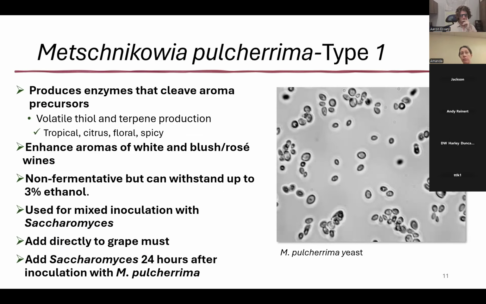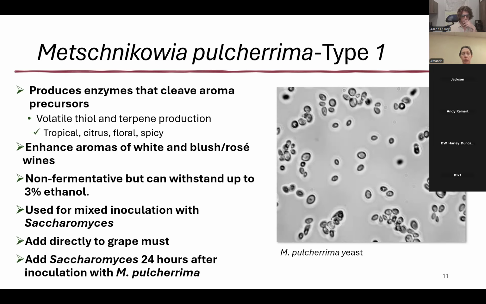And then Metschnikowia pulcherrima is another popular non-Saccharomyces yeast on the market. There are two types that winemakers have a choice to look at and use. The first type is more focused on creating really interesting thiols and terpenes during fermentation. This particular strain of Metschnikowia produces enzymes that cleave aroma precursors to release them during fermentation, and they'll show up in the final wine.